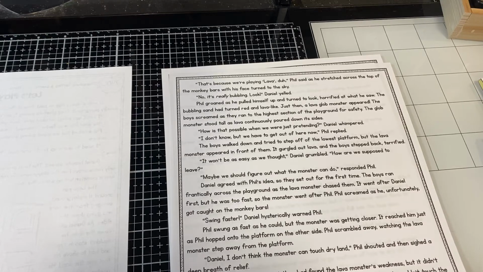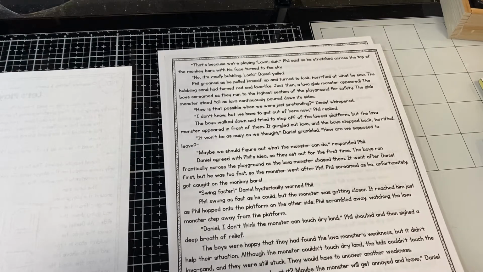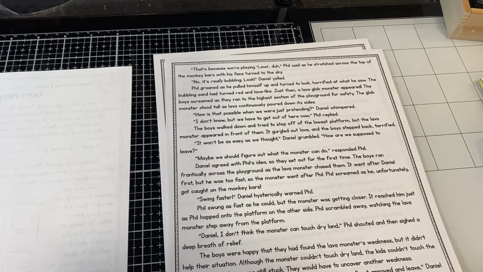"Daniel, I don't think the monster can touch dry land," Phil shouted and then sighed a deep breath of relief. The boys were happy that they had found the lava monster's weakness, but it didn't help their situation. Although the monster couldn't touch dry land, the kids couldn't touch the lava sand, and they were still stuck. Would they have to uncover another weakness? They would have to uncover another weakness.